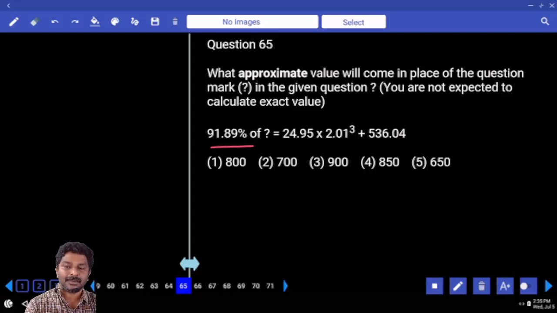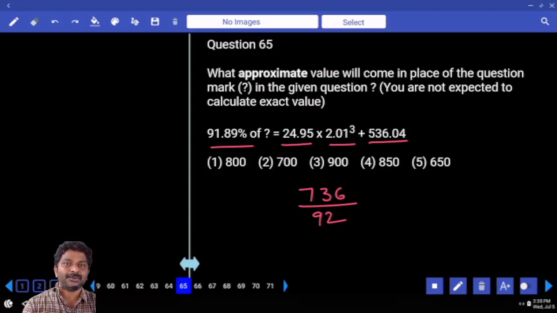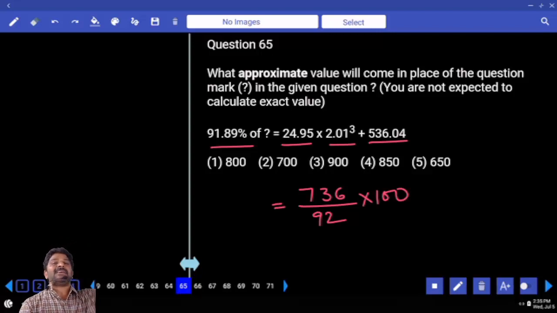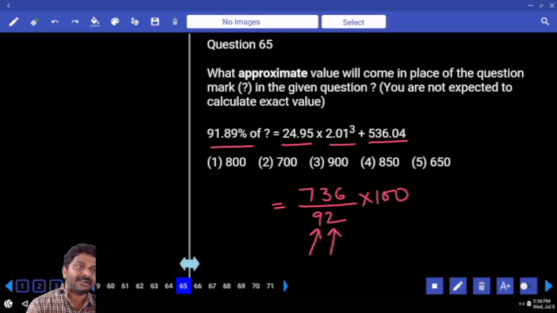92% value. 25 into 2 cube. 200 plus total, which is equal to 92%. Then 1% is total by 92 and we want 100% value. Approximately how many 90s are there in numerator? Let's go with 8 multiplication. 8 9s, 72. 90 times is 720. 8 2 times 16. 720, 16, 736. Satisfied? Answer 800.